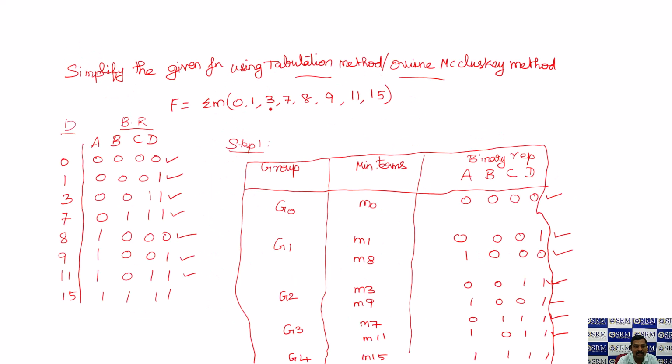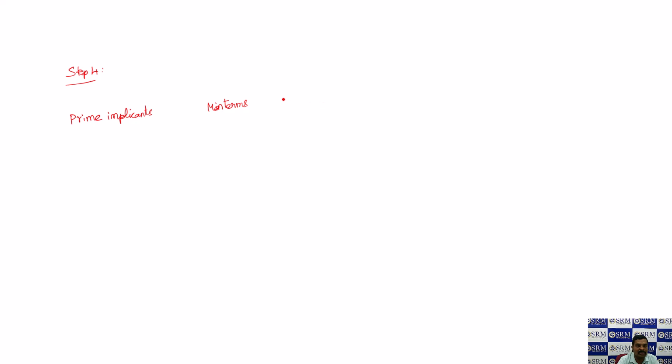Step 4. We make a table again. We are already grouped, right? So prime implicants, then minterms. Minterms only we are grouping, right? Then we'll have a table. What were the values given? 0, 1, 3, 7, 8, 9, 11, 15. You can write those values.